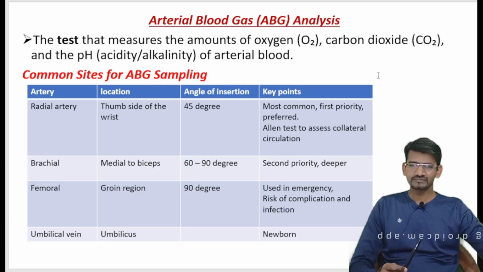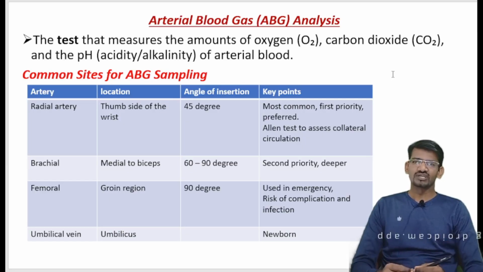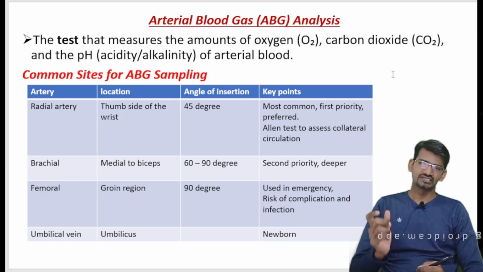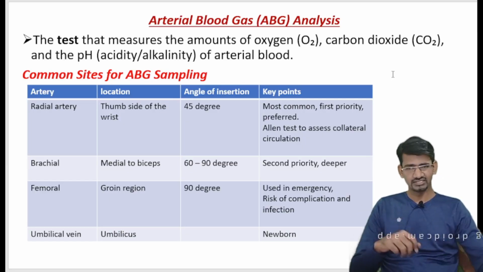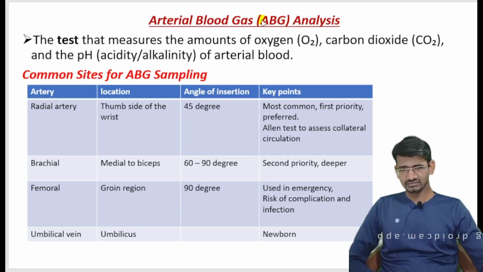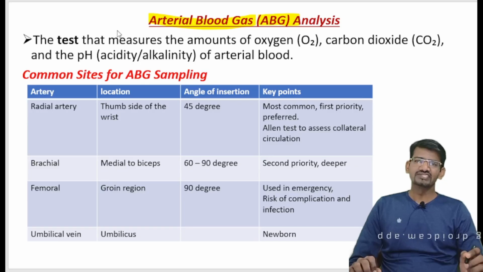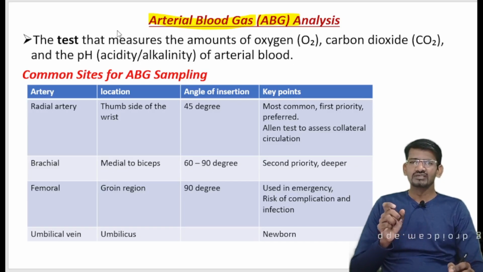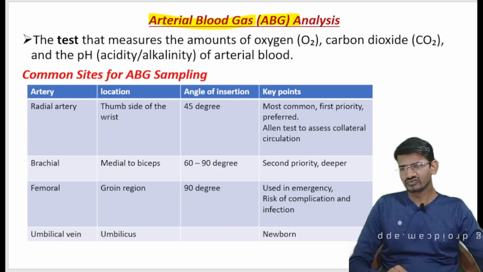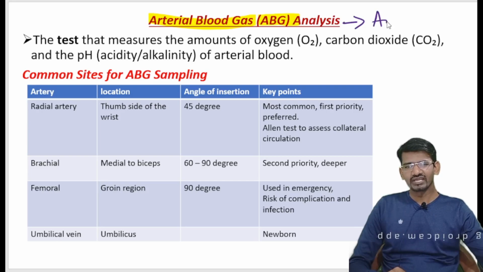ABG. The ABG stands for what? Arterial blood gas. See, this is ABG, arterial blood gas. The name itself indicates arterial blood. So here the sample of blood that we take is from the artery. This is very important. You must remember this. Which sample will we take? We will take blood from the artery. That is why it is arterial blood gas.